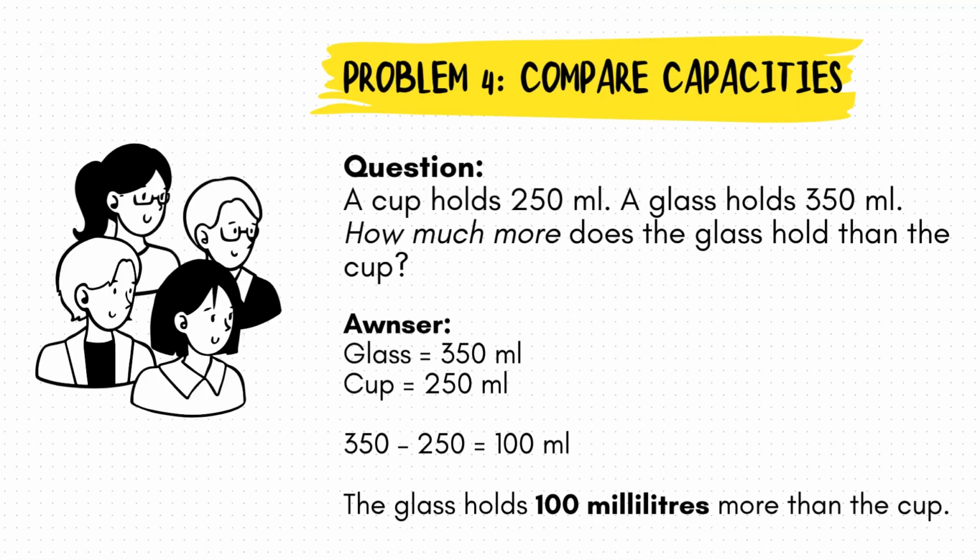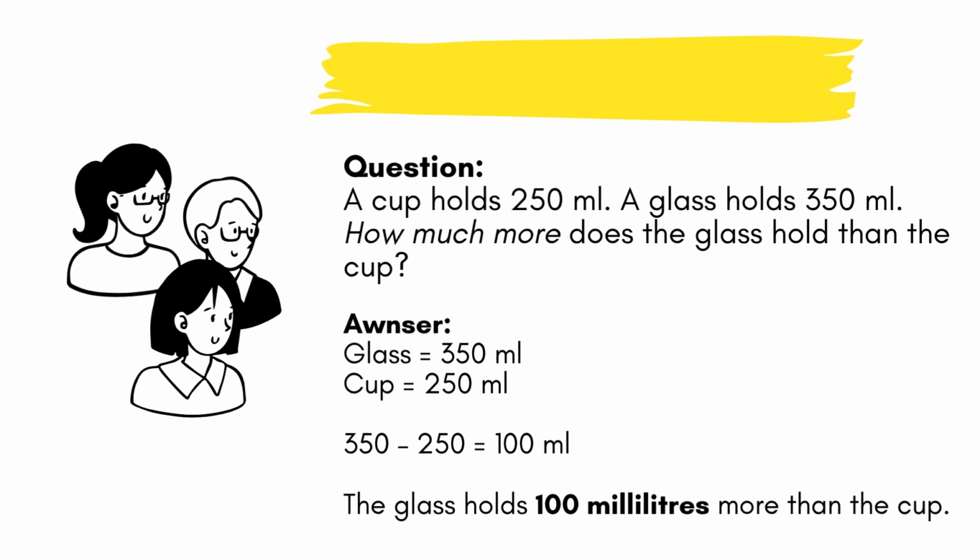Let's do a question where we have to compare the different capacities. The question asks, a cup holds 250 milliliters. A glass holds 350 milliliters. How much more does the glass hold than the cup? This question is asking us to compare. We must subtract to find the difference. So the glass is 350 milliliters and the cup is 250 milliliters. 350 minus 250 equals 100 milliliters. So the glass holds 100 milliliters more than the cup.